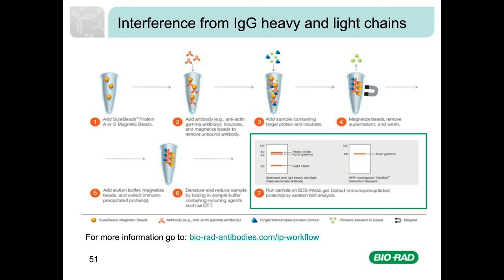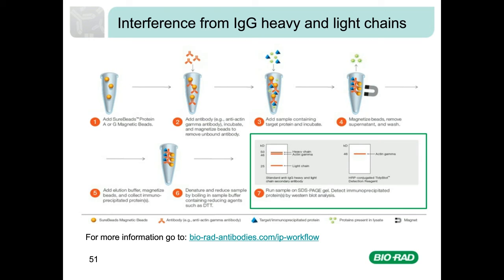Reagents such as TidyBlot will not detect denatured IgG chains, as this reagent type binds exclusively to native antibodies. Therefore, TidyBlot will only bind to the antibody used in the Western blotting and not to eluted and denatured antibody present in the IP sample. The use of TidyBlot therefore mitigates interference from IgG heavy and light chain and the potential masking of your protein of interest associated with this.